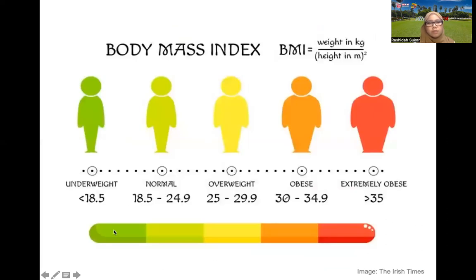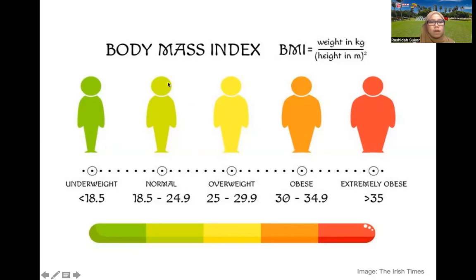Okay, so this is the picture. This is the one that I have mentioned earlier, the color coding for the Singapore healthier food choice range. They do it like this. Okay, back to this one, body mass index.